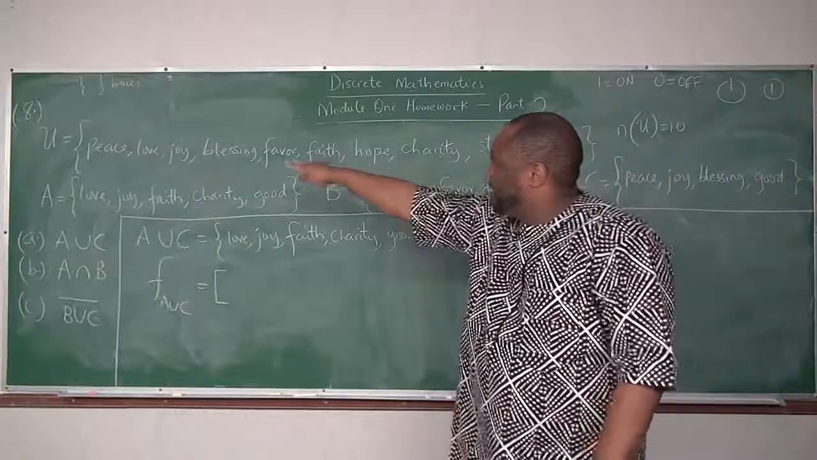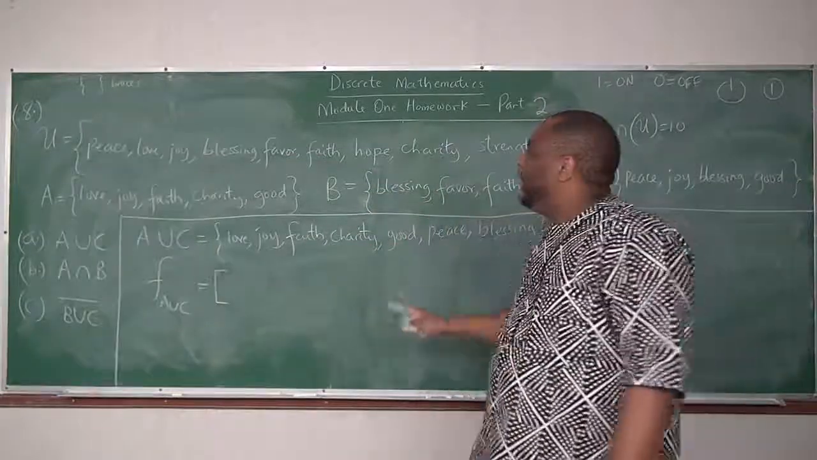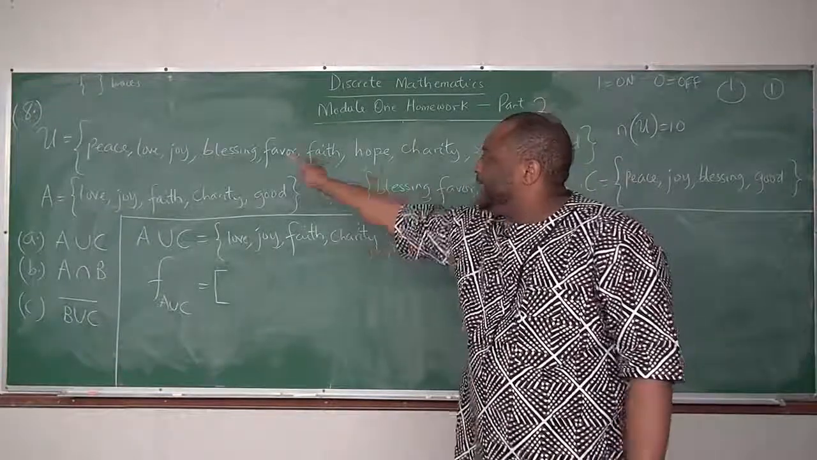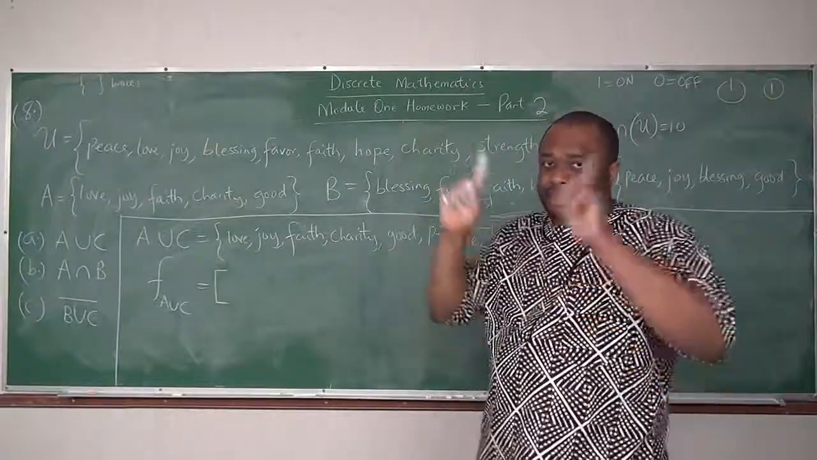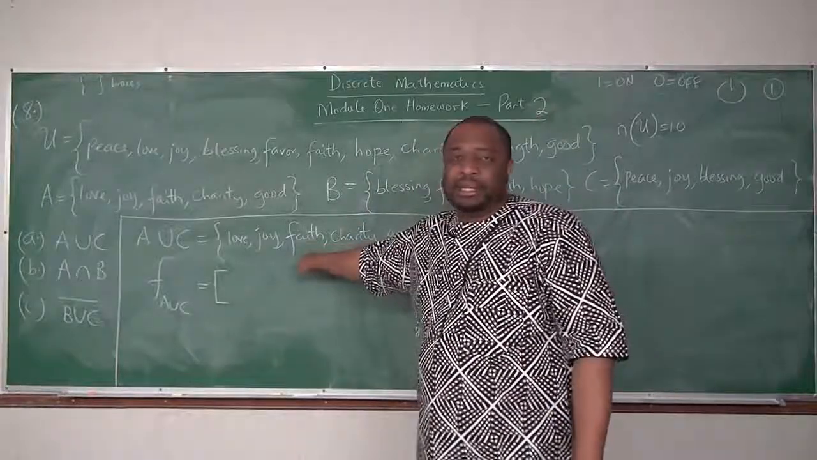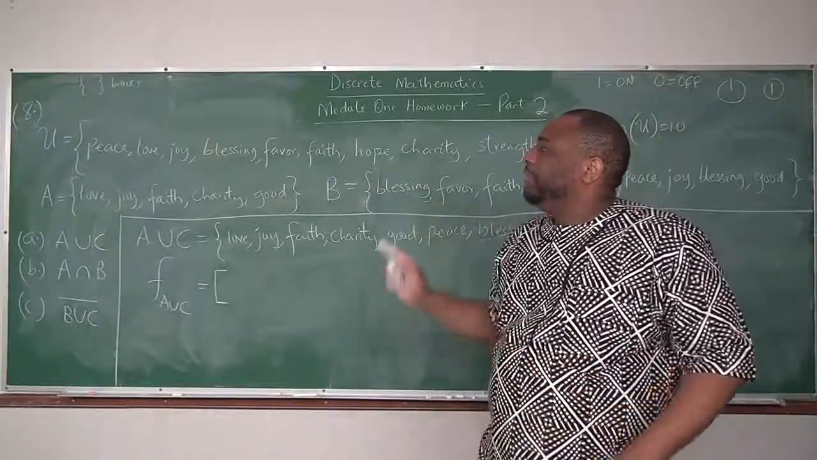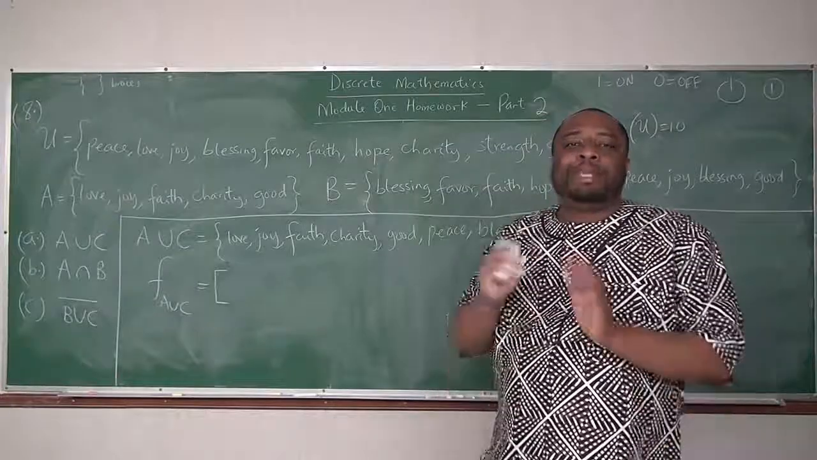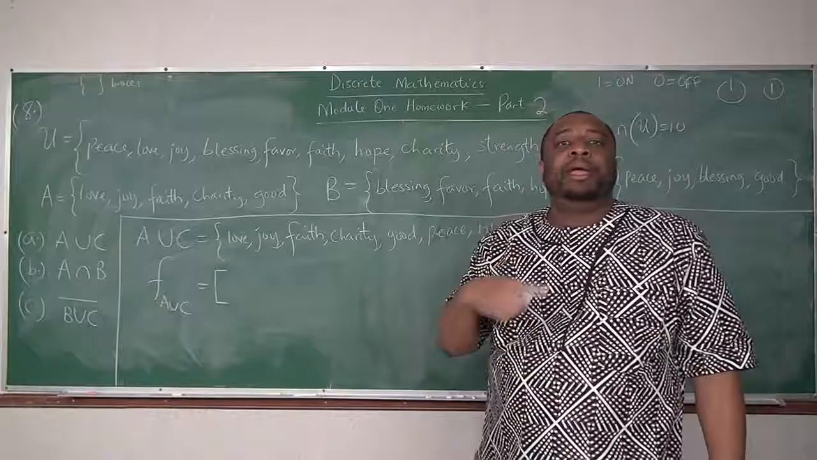If the element is in this set, we write 1, looking at the universal set in that order. If the element is not in this set, we write 0. And we separate the elements of an array with a comma.